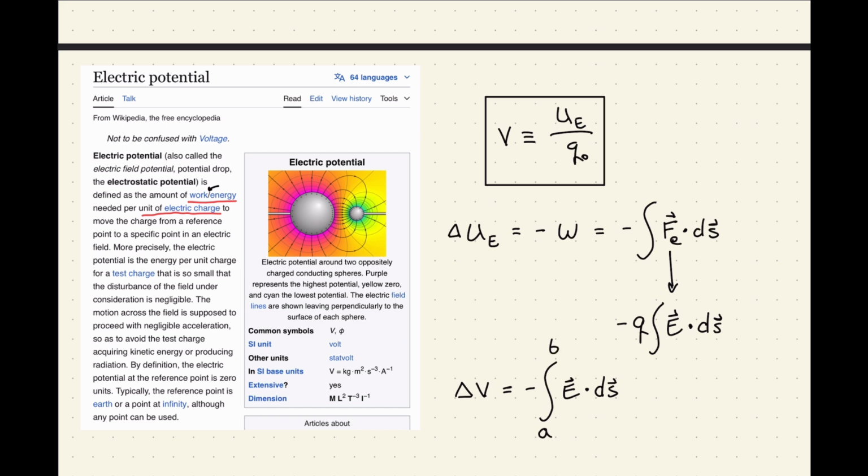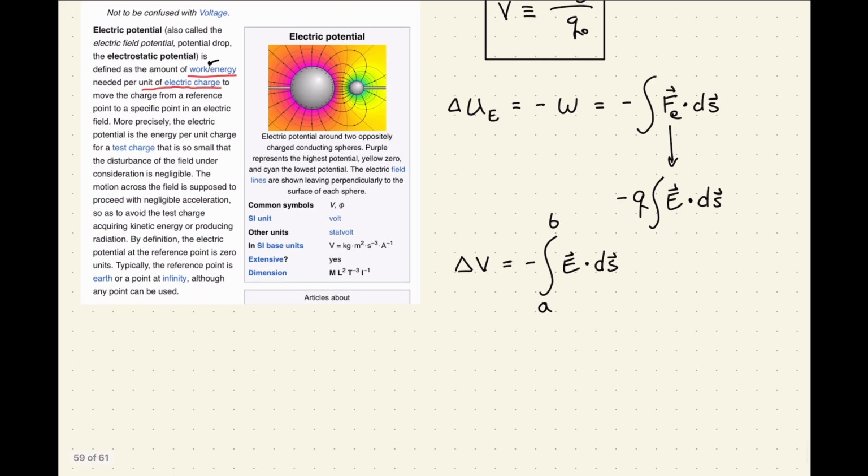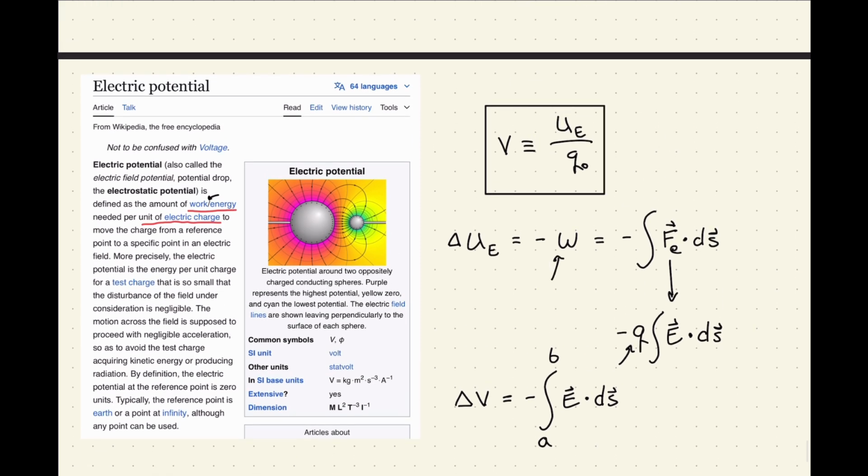So you can think about this as like the work it takes, or the potential energy it takes, to move some charge Q through a potential difference, or through some electric field like this.